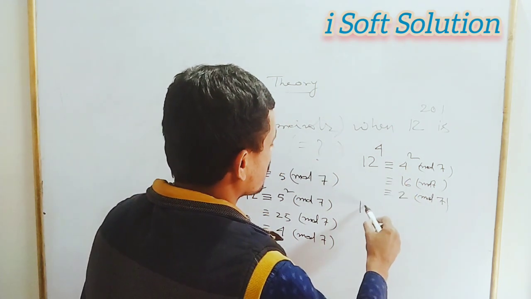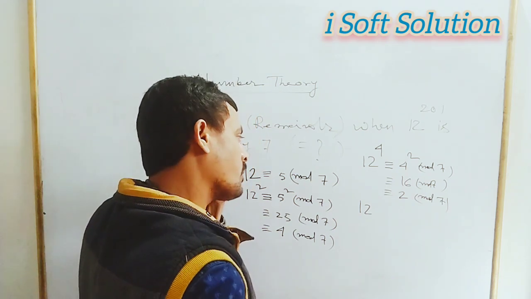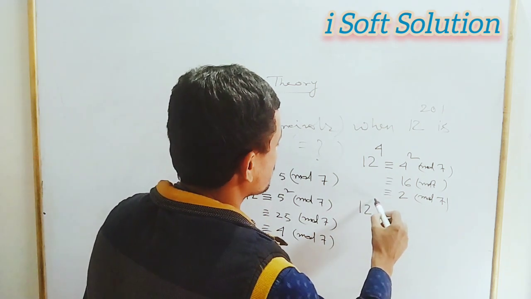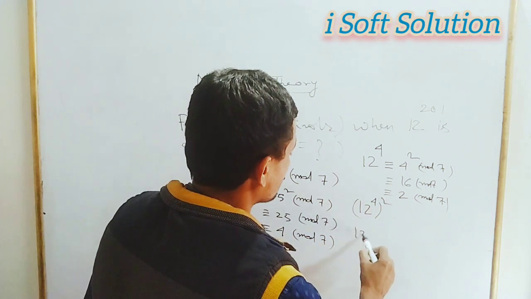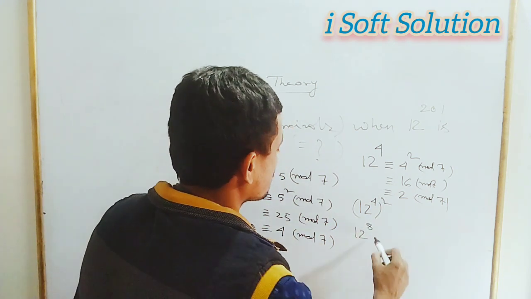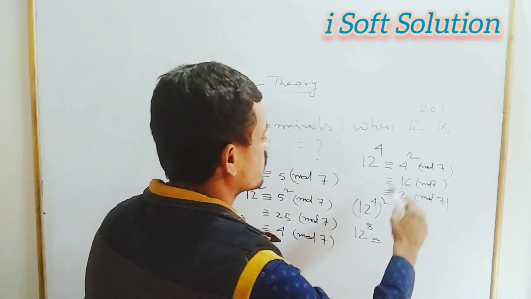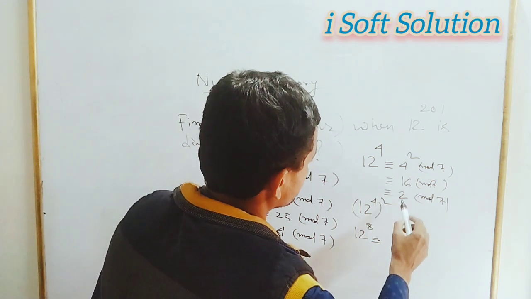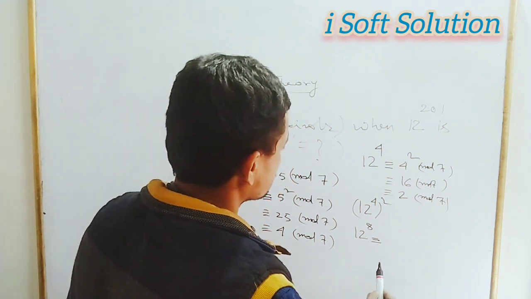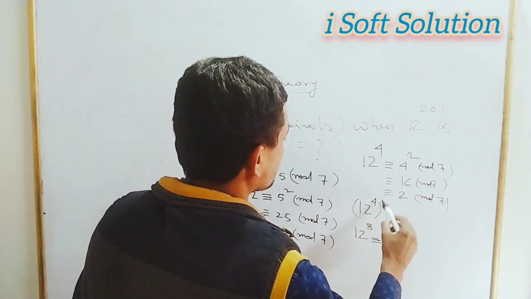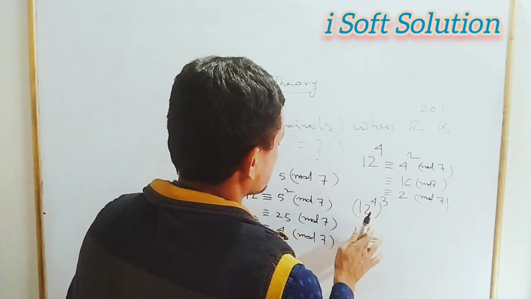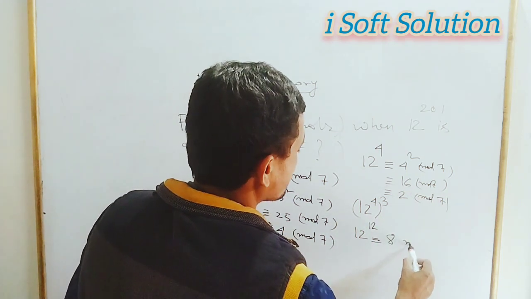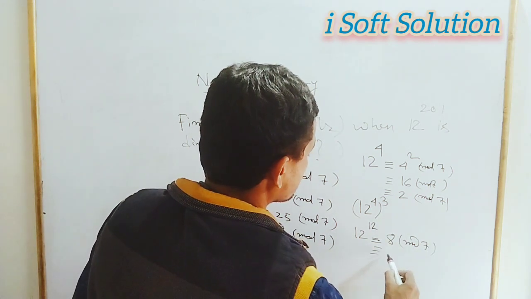Now again, squaring both sides, we have 12 to the power 8. 12 to the power 4 squared means 12 to the power 8 will be congruent to 2 squared, that is 4 mod 7. Then 12 to the power 12 will be congruent to 2 cubed, that is 8 mod 7, that is equal to 1 mod 7.